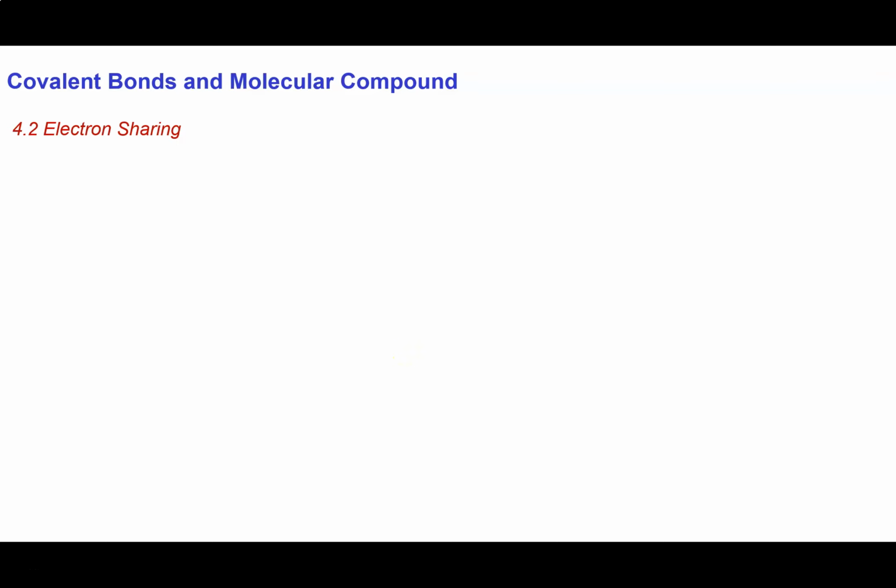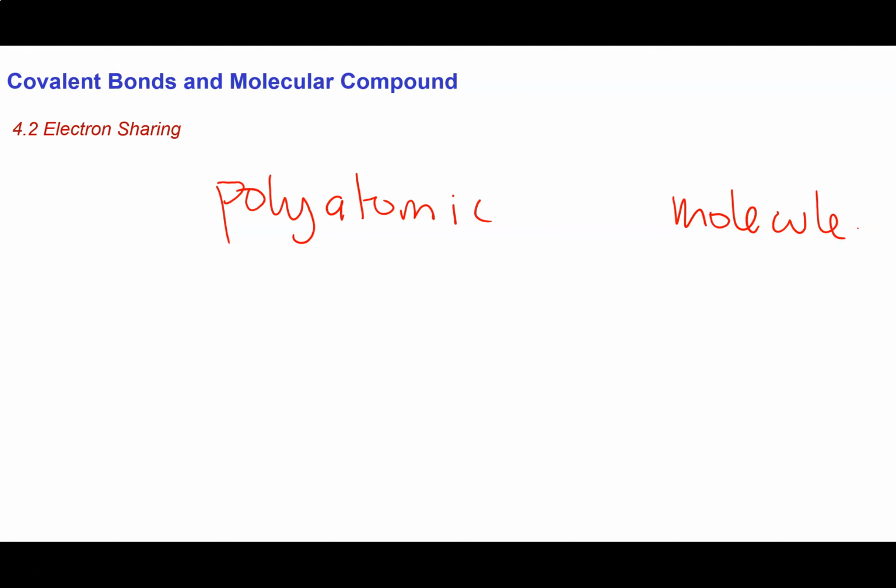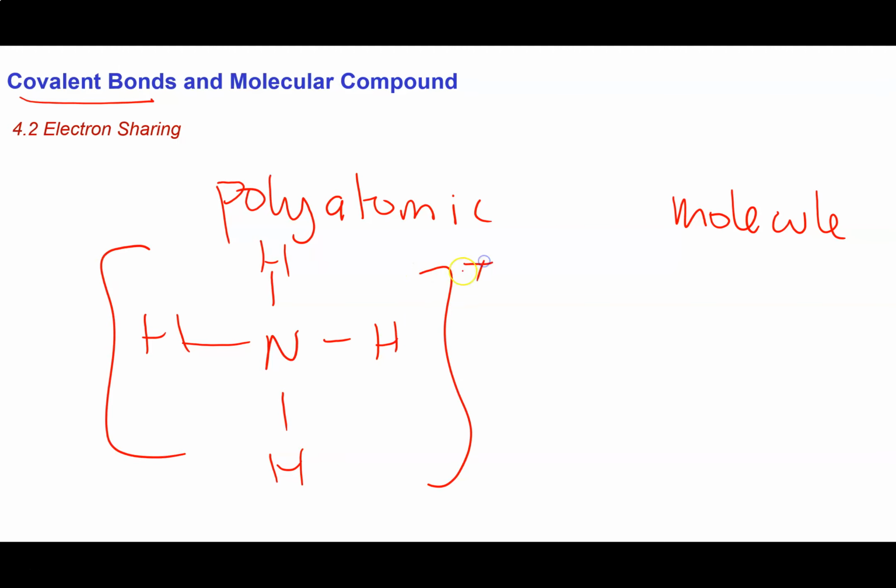So the atoms that are contained within either a polyatomic ion or a molecule are held together via covalent bonds. These covalent bonds form as a result of the atoms sharing electrons.